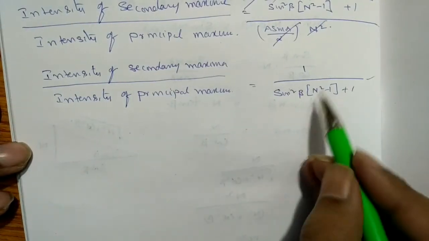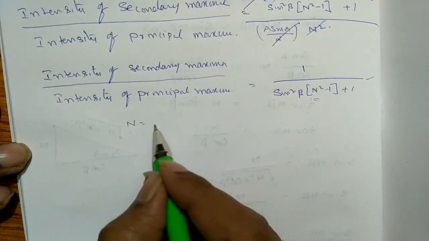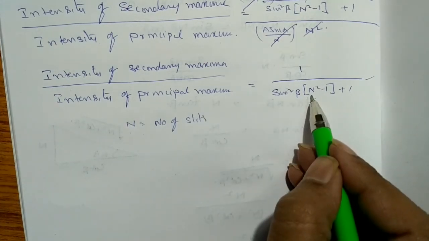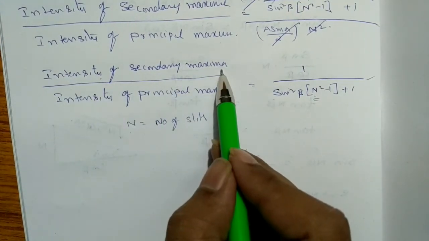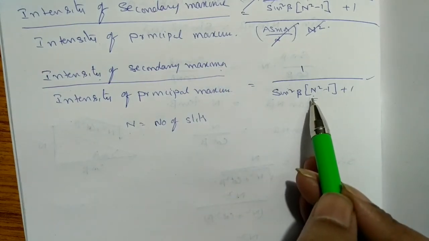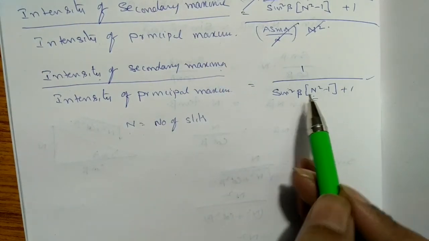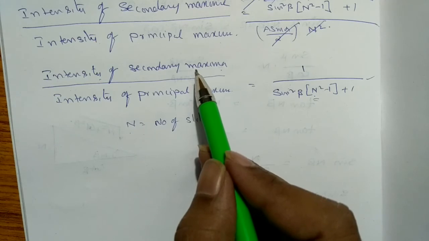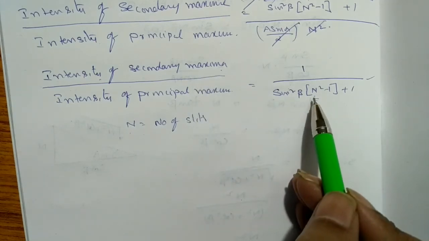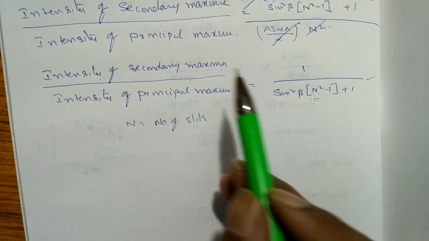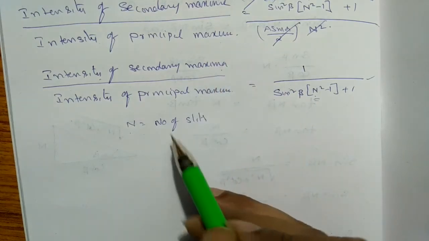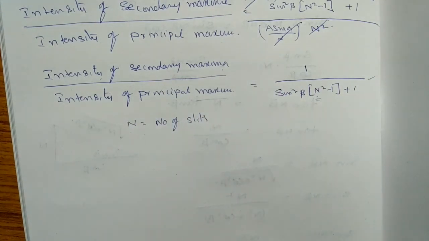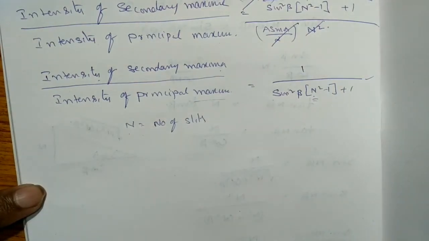By observing this equation, n means the number of slits. If the number of slits increases, then the intensity of the secondary maxima decreases. Suppose there are 10 slits, the intensity of secondary maxima will be at a certain magnitude. If I increase the slits to 100, then the intensity of the secondary maxima will decrease, and the intensity of the principal maxima will increase. So this is the final conclusion of this question.